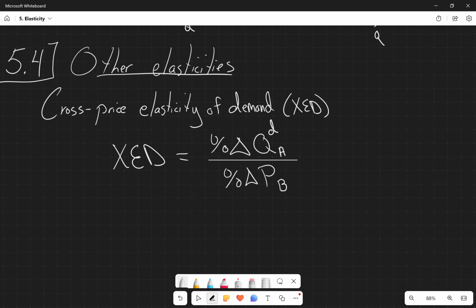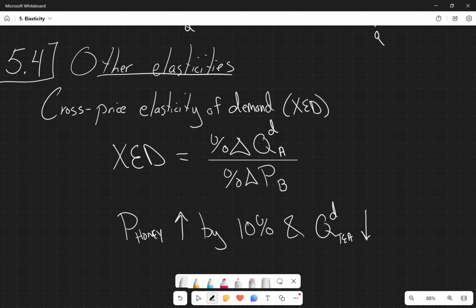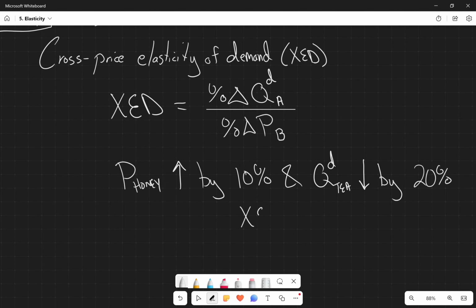So for this particular one, if we are told that the price of honey increased by 10%, and then at the same time, the quantity demanded for tea decreased by 20%. If we're asked what's the cross-price elasticity between honey and tea?